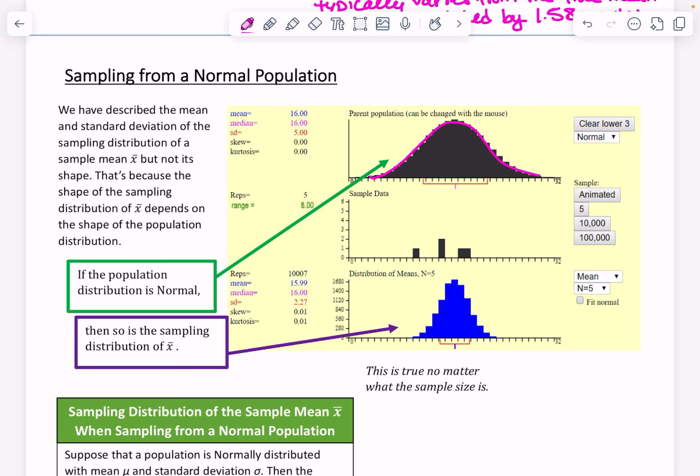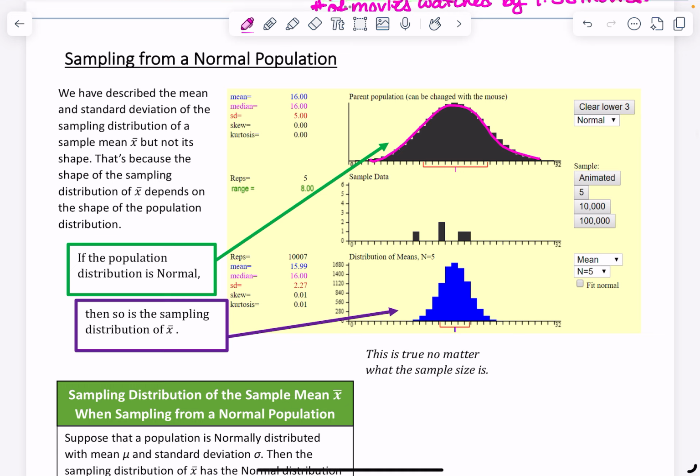What is the shape of the parent distribution? If the parent population is normal, then no matter what size your sample size is, your sampling distribution will also be normal. So that's it. If they tell you it's normal, it's normal.